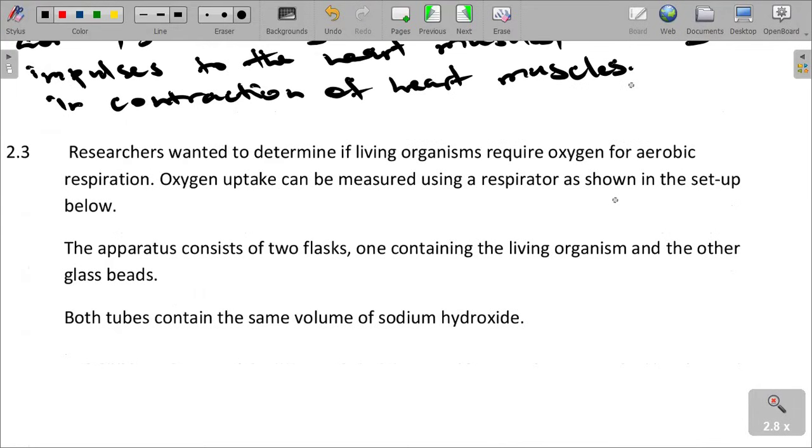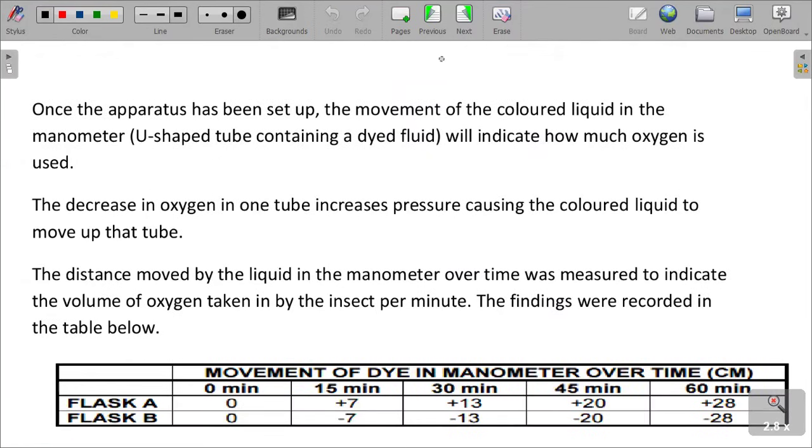Researchers wanted to determine if living organisms require oxygen for aerobic respiration. Oxygen uptake can be measured using a respirometer in the setup below. The apparatus consists of two flasks, one containing the living organism and the other glass beads. Both tubes contain the same volume of sodium hydroxide. Once the apparatus has been set up, the movement of the colored liquid in the manometer will indicate how much oxygen is used.